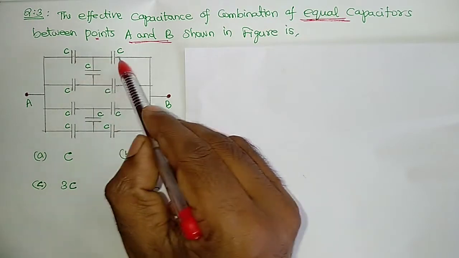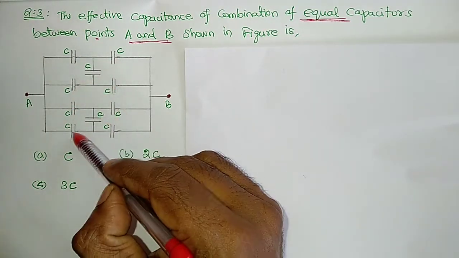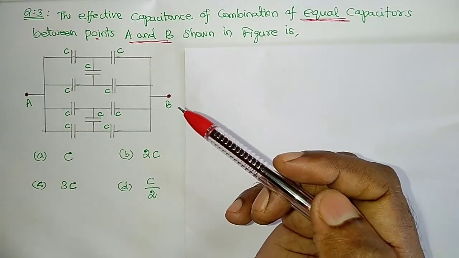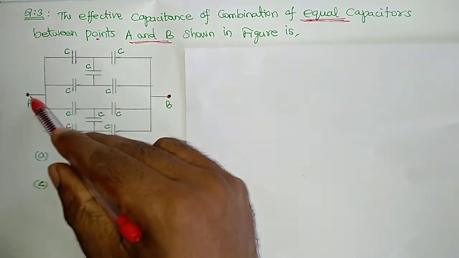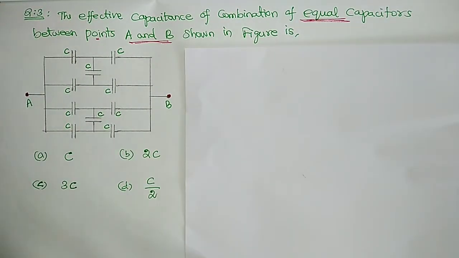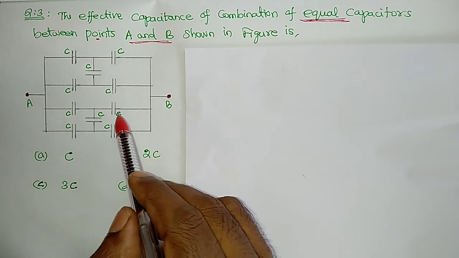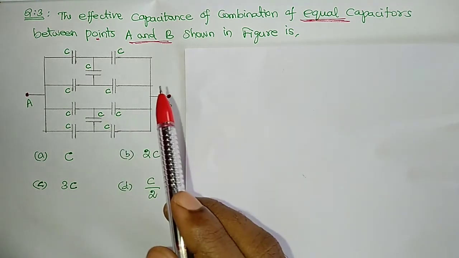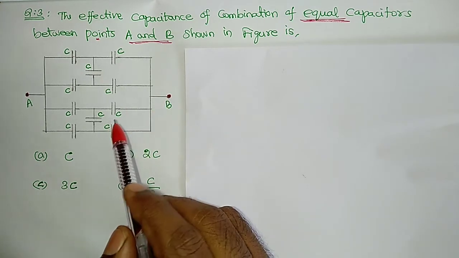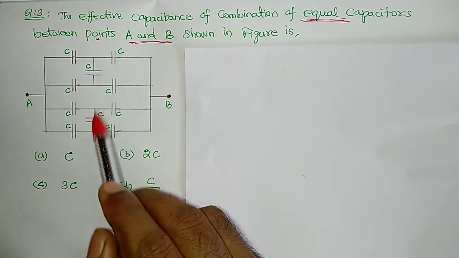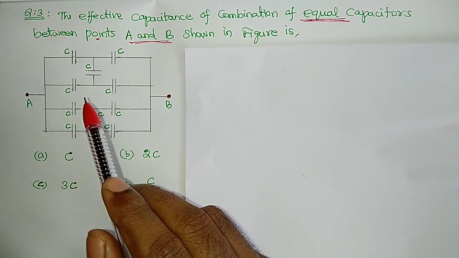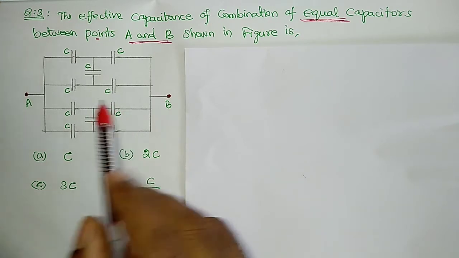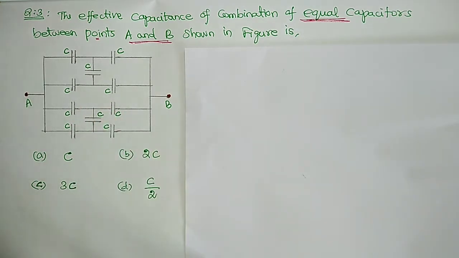Actually these two are connected in series, these two in series, these two in series, these two in series. In between there are two other capacitors. So what is the effective capacitance between A and B? Before we solve the effective capacitance for the complicated network, we should draw the equivalent circuit for this given configuration. Once you draw it, we can easily calculate the value of C.